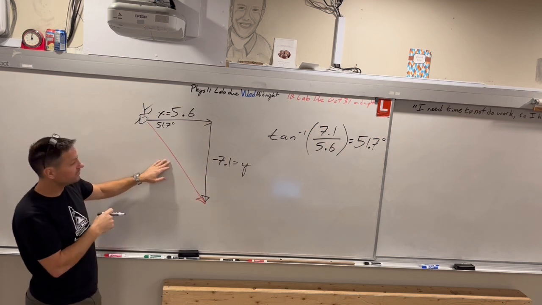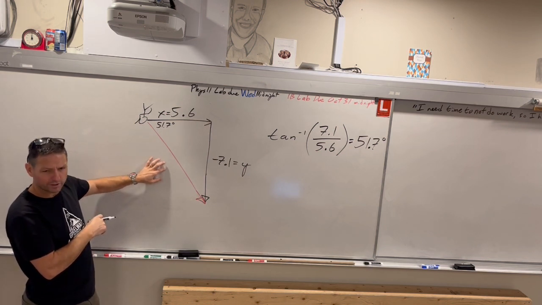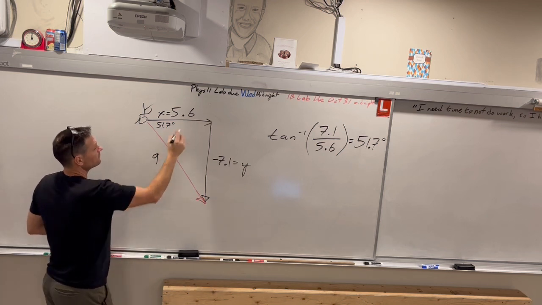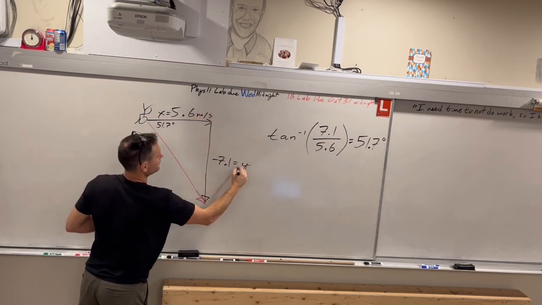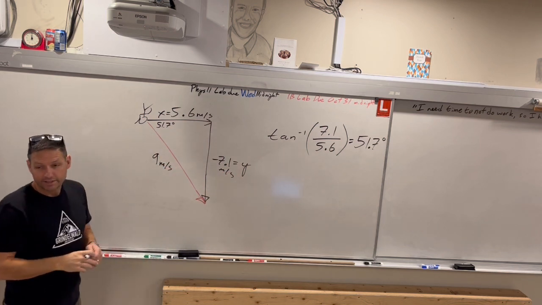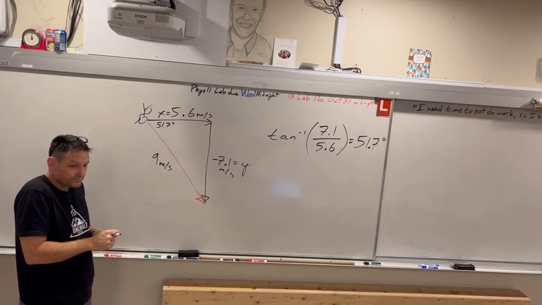So we can figure that out as well, right? We can use trig or we can use Pythagoras. Does anybody know this number? 9? So if these were meters per second, this would be 9 meters per second, and our swimmer would move kind of faster than she can swim.